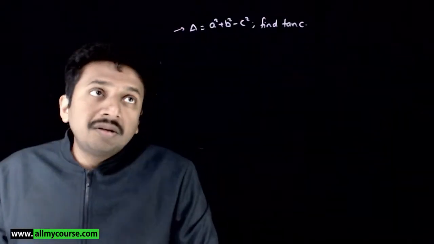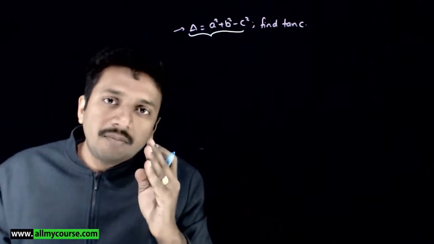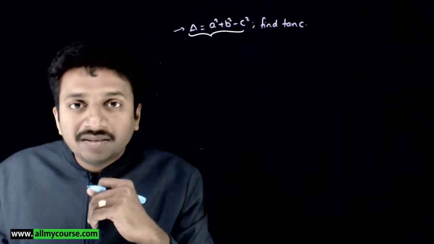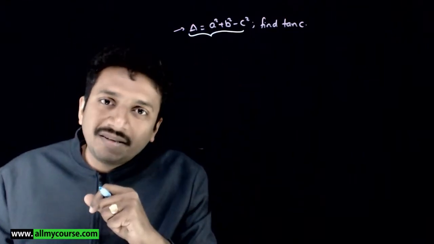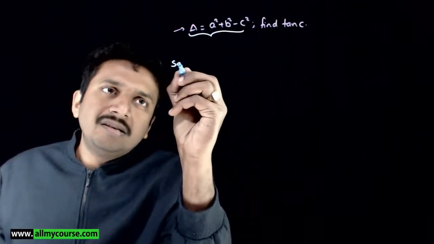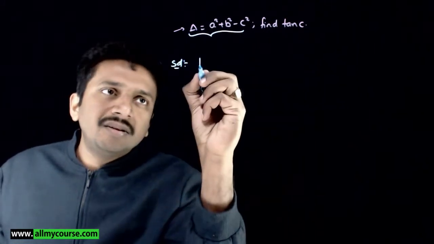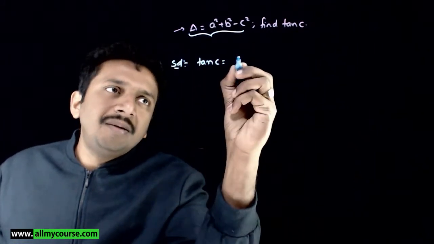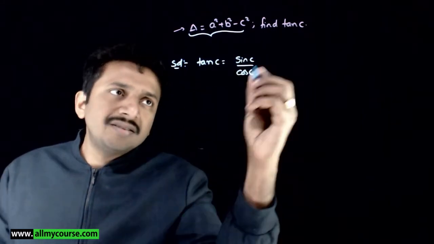In this question, you're given that delta is equal to a square plus b square minus c square. If that is so, you're asked to find the value of tan c. So how do we do this? Let us try to analyze tan c. Tan c is nothing but sin c by cos c. You need to find this.